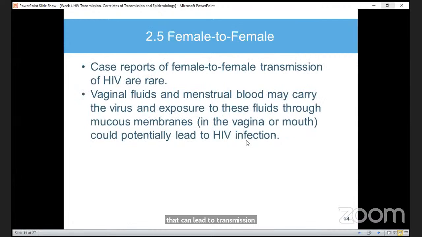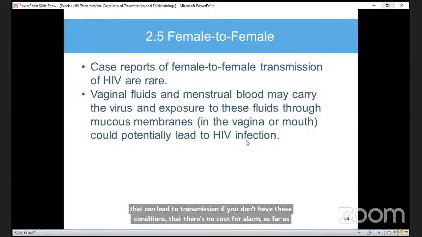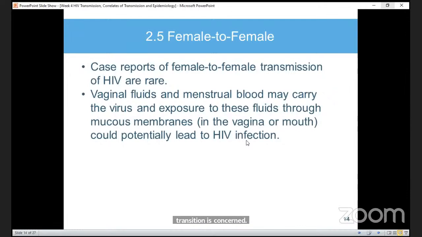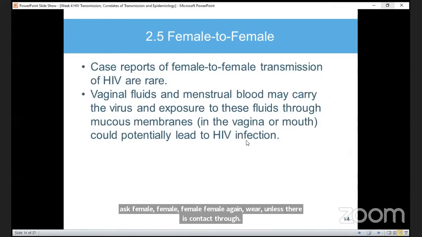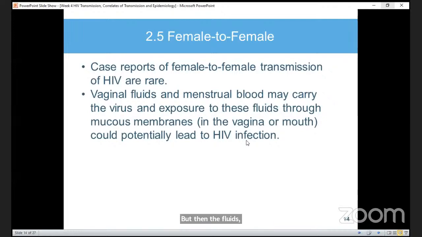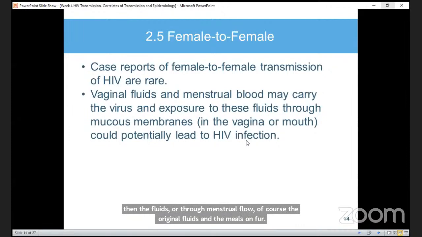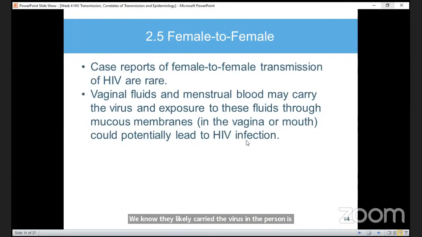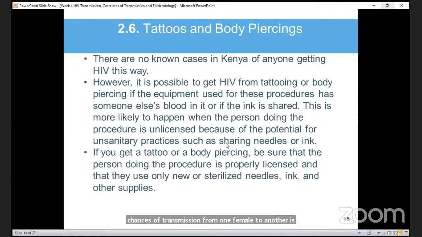Then we have female to female. Again, rare unless there is contact through vaginal fluids or menstrual flow. Of course, the vaginal fluids and the menstrual flow likely carry the virus if the person is positive. However, if there is no contact with these fluids, then the chances of transmission from one female to another are very, very rare.